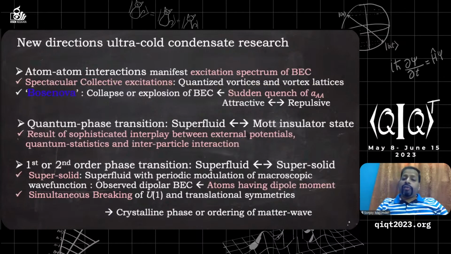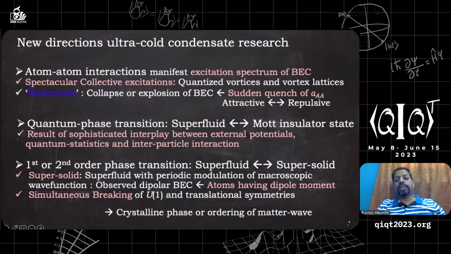So there are different areas popping up nowadays in modern physics and modern research in science and technologies. A few of them are listed here. The thing is that these atom-atom interactions manifest the excitation spectrum of the BECs. They have different signatures of the collective excitations.